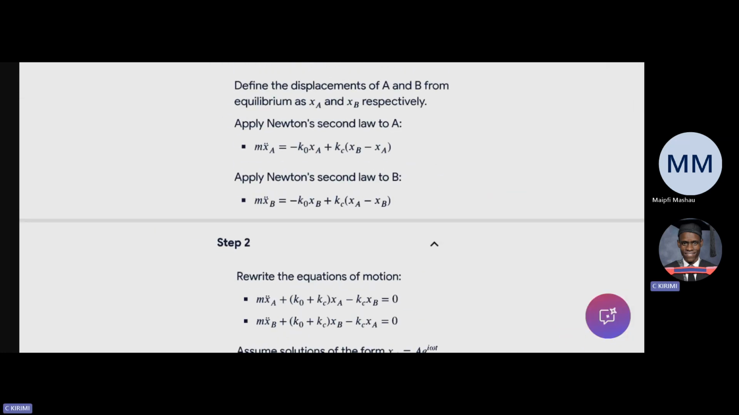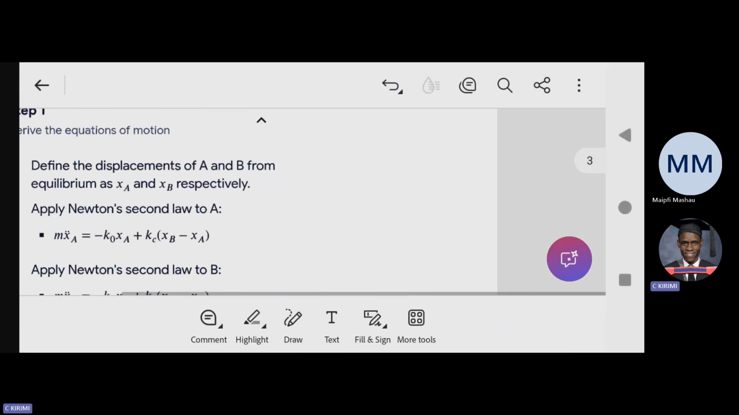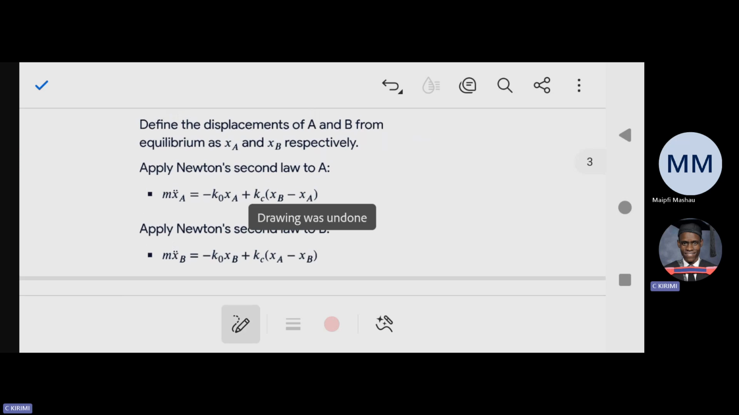Right. Now let's analyze B. We are done, we have applied the law of motion at A. Now we are applying the law of motion at B. This is my B. We are here. So the equation is still the same. It's just like this. This is now your B.